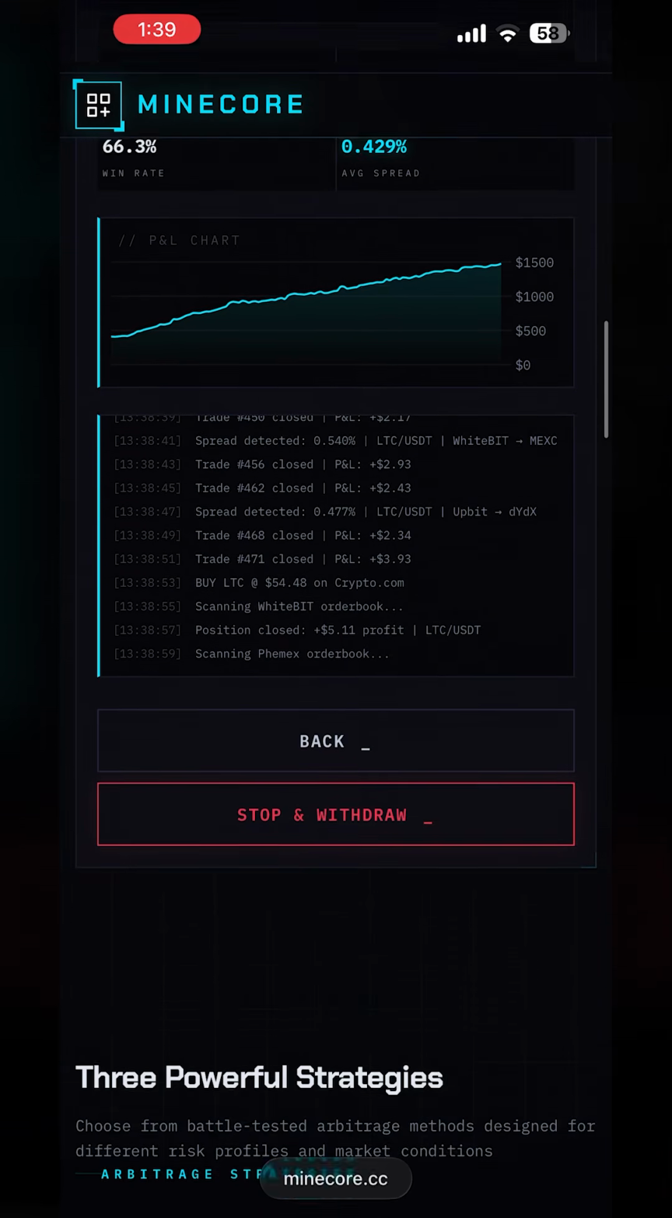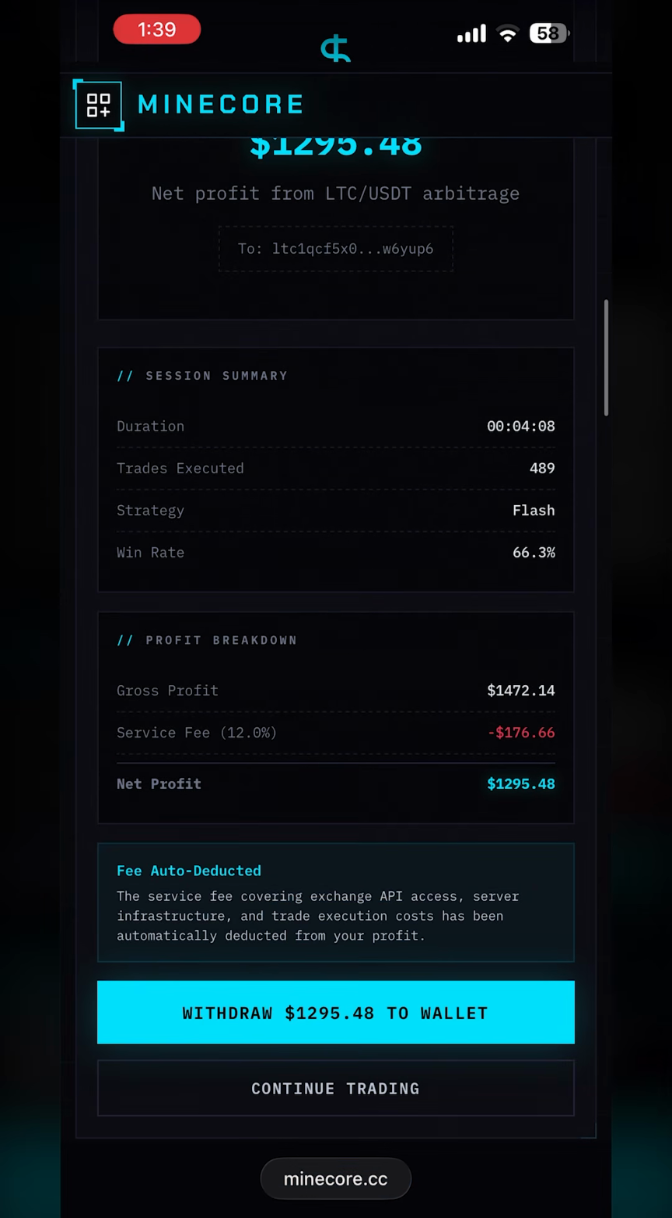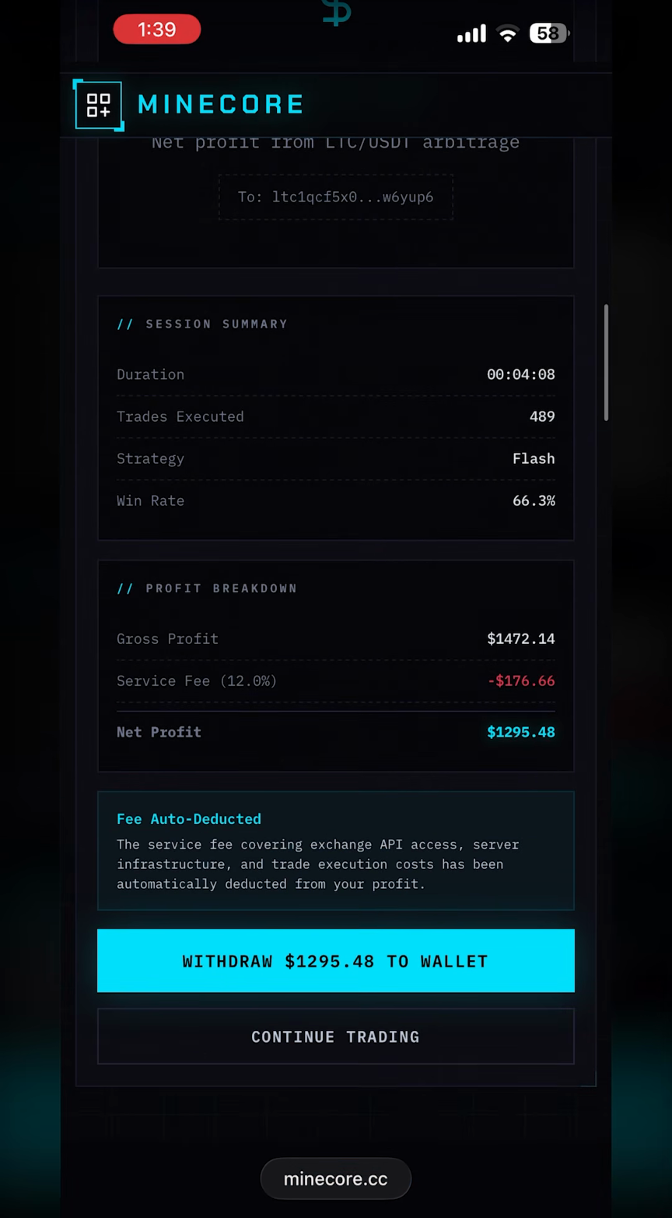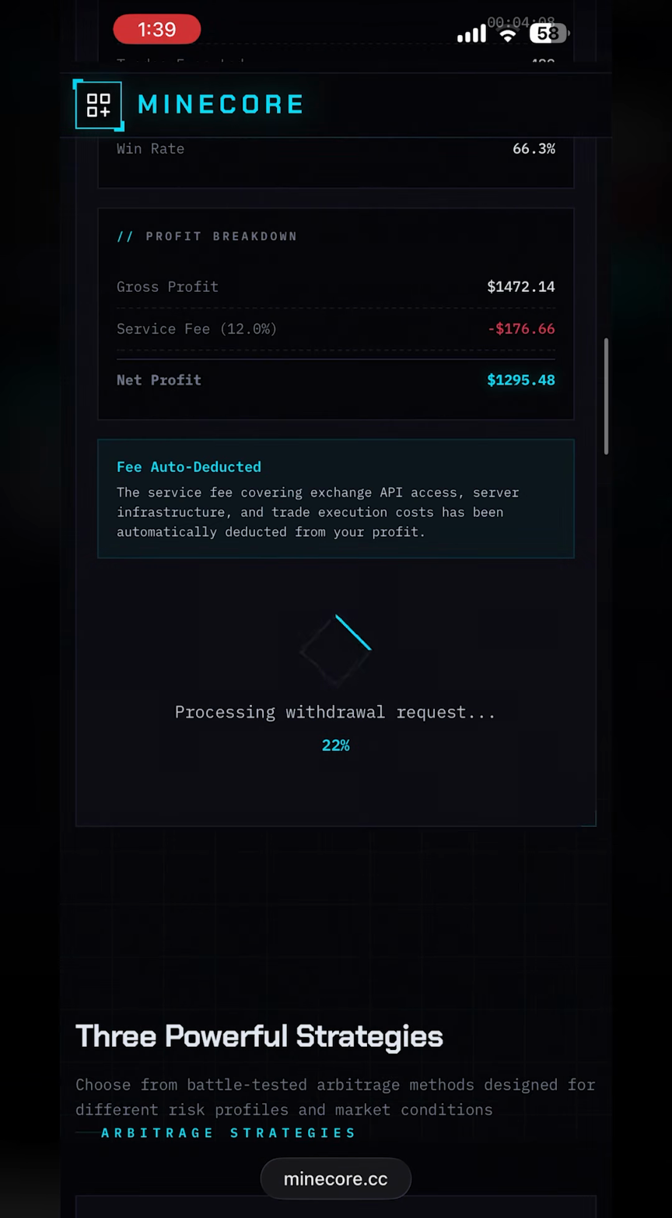Good, I'm going in and hitting stop right now. Okay, this summary screen is basically the full story of what just happened: duration, trade count, which strategy was running the whole time, win rate, and the final profit sitting at the bottom with the platform's fee already deducted from it. Okay, I'm tapping withdraw now, just waiting here for that to go through. Funds are moving across to my wallet right now, usually lands within a few minutes.